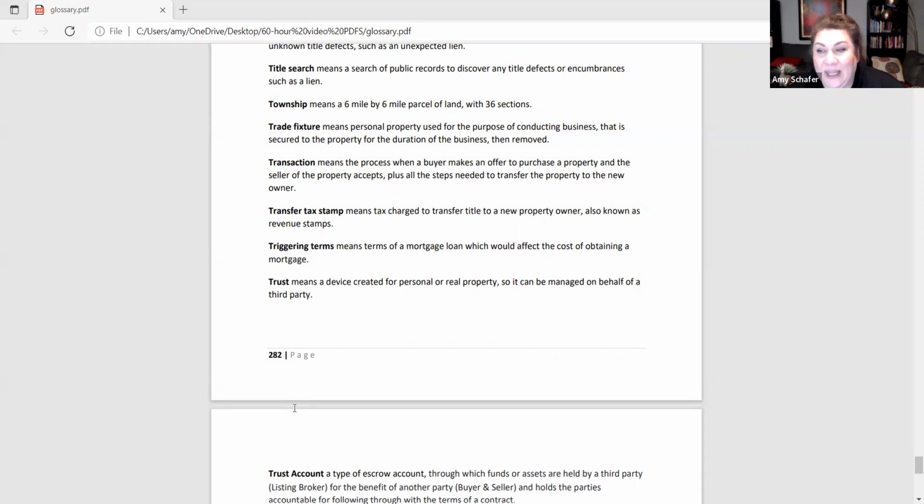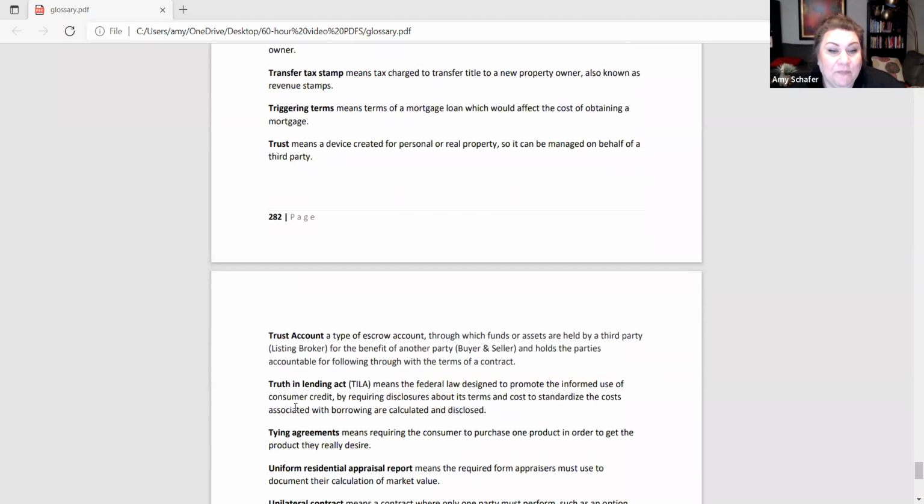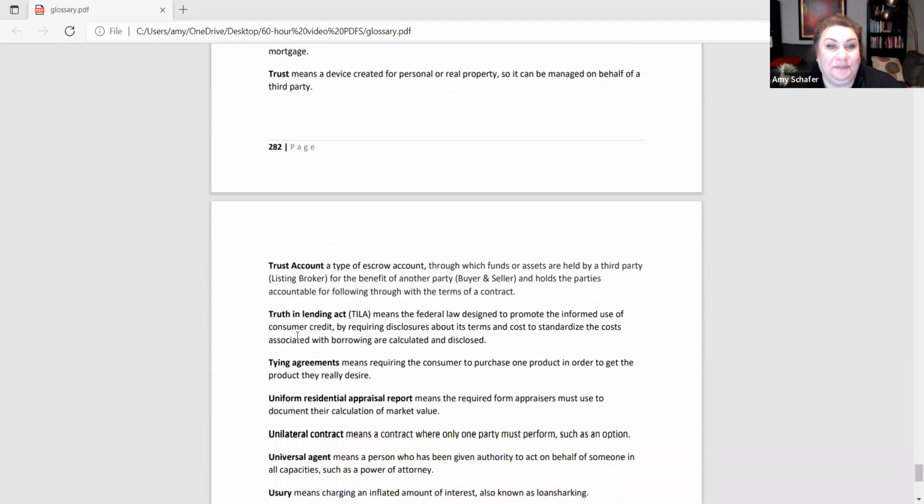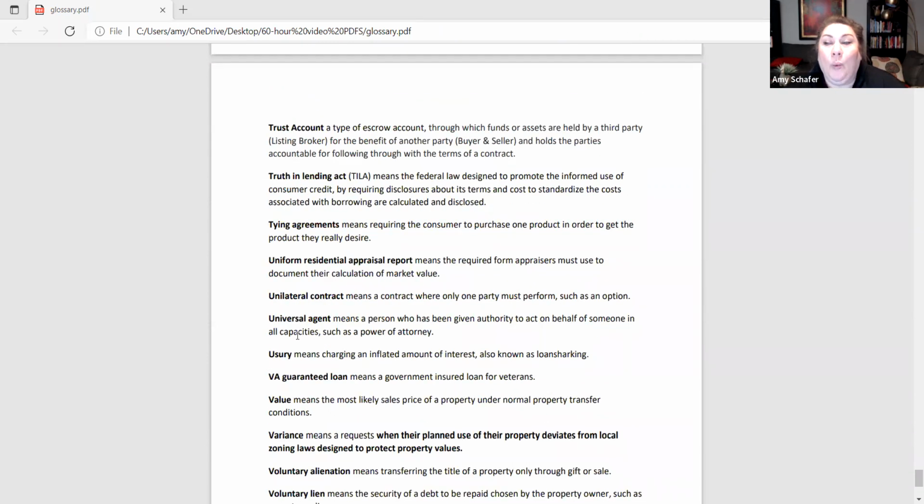A trust. This is for all you trust fund babies out there. This is a device created for real or personal property that can be managed on behalf of a third party known as a beneficiary. This trust account, again, is a type of escrow account where we hold earnest money, typically held by the listing broker on behalf of a buyer. And again, it holds both parties accountable to following through with the terms of a contract.